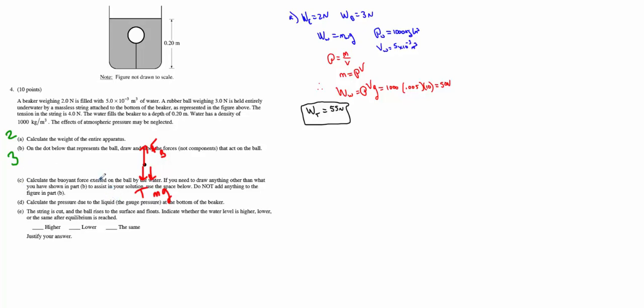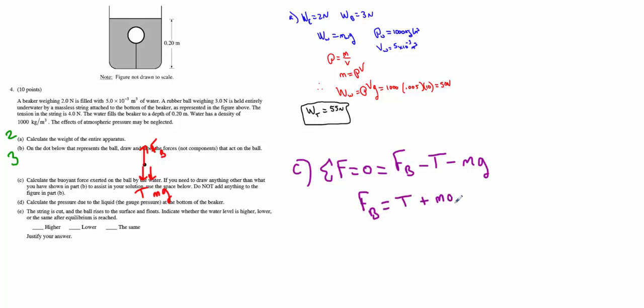C, we want to know the buoyant force exerted on the ball by the water. Well, we're going to look at Newton's second law here. We're going to apply our dynamics. We're going to see that it's in equilibrium, so the net force has to be 0. We've got an upward force of buoyancy pulling it up, and then we've got 2 forces down, tension and mg. Ultimately, we're looking for the buoyant force. I want to isolate FB. So FB has to equal tension plus the weight of the object.